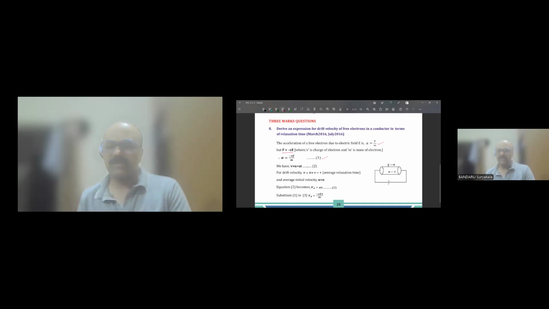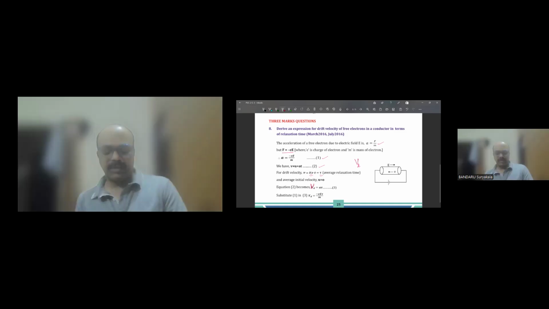After that, the first equation of motion: v equals u plus a t. Here we can replace v with the drift velocity Vd, and t is equal to tau. This tau is called the average relaxation time. After that, from equation 2, we can write Vd equals a into tau. So this is the way we can write the drift velocity, and this is the final expression for the drift velocity.